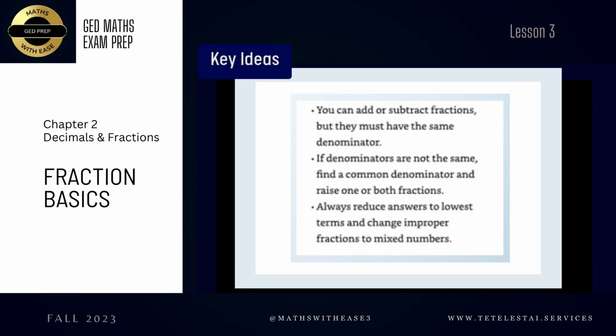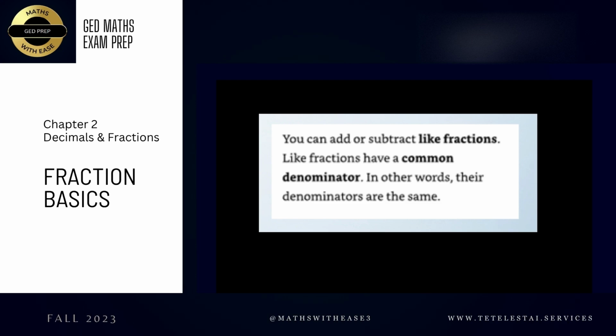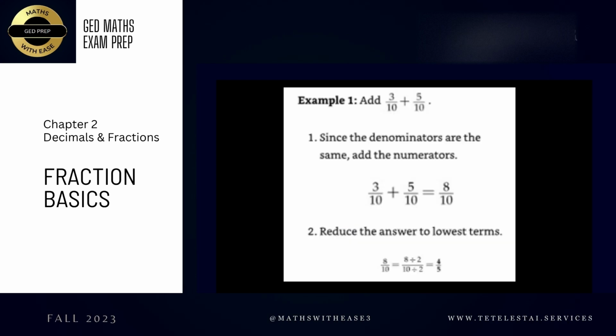All right, so you can add or subtract like fractions. And like fractions will always have a common denominator. In other words, their denominators are the same, and that's why they're called like fractions. So in this example, we see like fractions, right? We're being told to add 3/10 plus 5/10, right?